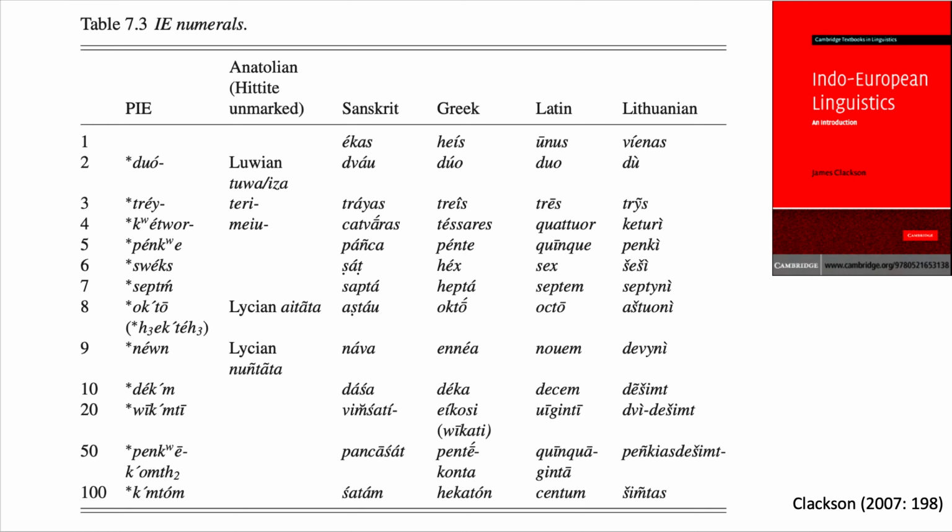The Proto-Indo-European forms are all prefixed with an asterisk, which means that these are reconstructed forms on the basis of contemporary and historical language evidence. And this is the kind of analysis that historical linguistics engages in.